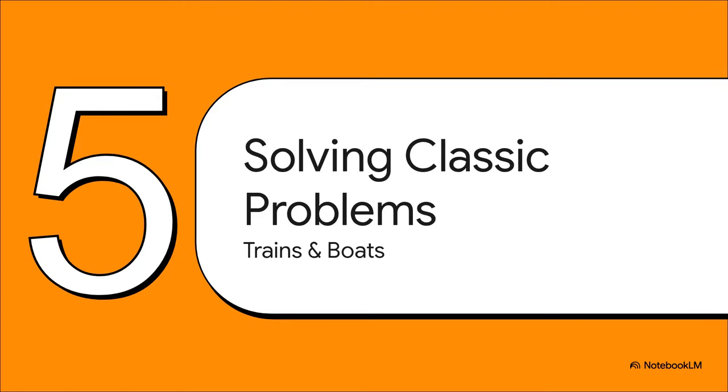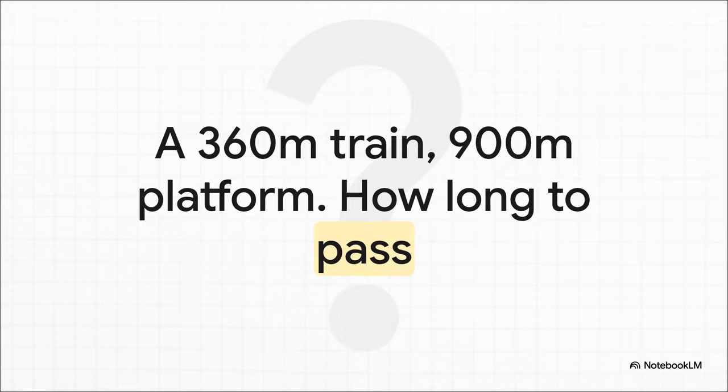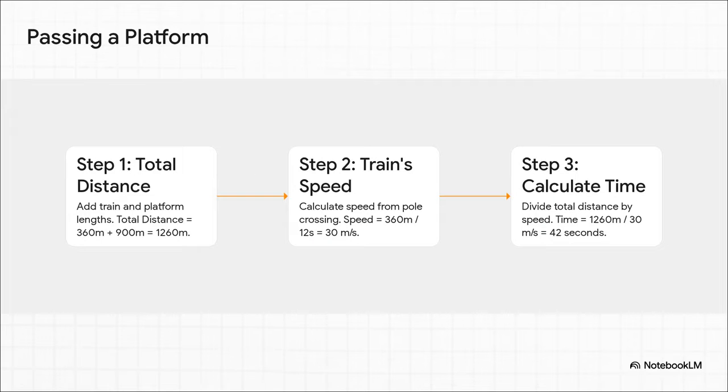Okay, it's go time. We've got our core formula. We've got our unit translator. We understand average speed and relative speed. Let's put all these tools together and finally slay those monsters, the train and boat problems. All right, here's a classic. You've got a train that's 360 meters long. We're told it takes 12 seconds to pass a stationary pole. Okay, so the question is, how long will it take that same train to completely pass a platform that's 900 meters long? Let's walk through it step by step.